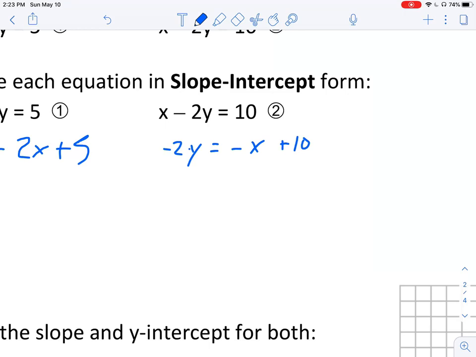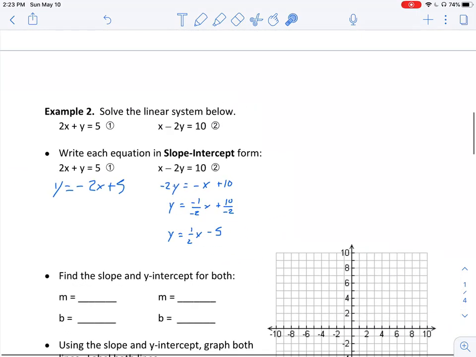Then I go ahead and isolate y by dividing by negative 2. So I end up getting negative 1 over negative 2x plus 10 over negative 2. I end up getting y is equal to, well, negative over negative is a positive, so it's 1 over 2x. This would be minus 5, simply because we have a positive 10 divided by a negative 2. Positive divided by a negative gives me a negative. So I have both equations in slope-intercept form.